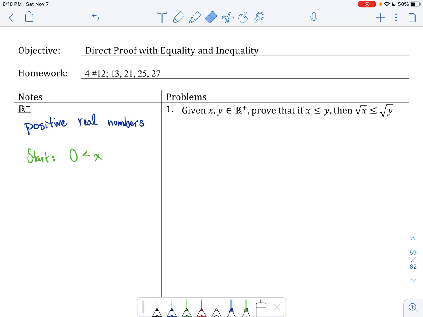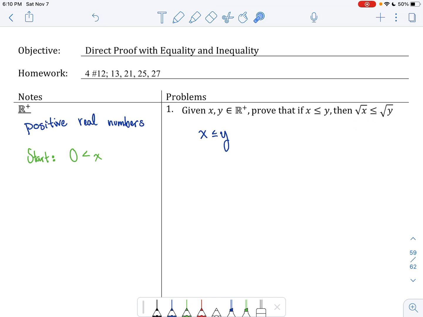So if x, y are both positive real numbers, then prove that if x is less than or equal to y, then root x is less than or equal to root y. So the roots are why we need the positives. So we'll always start with the hypothesis if we have a nice one like this. So x is less than or equal to y. Now this is one of those cases that's really helpful to think about what we want. And we want roots here.